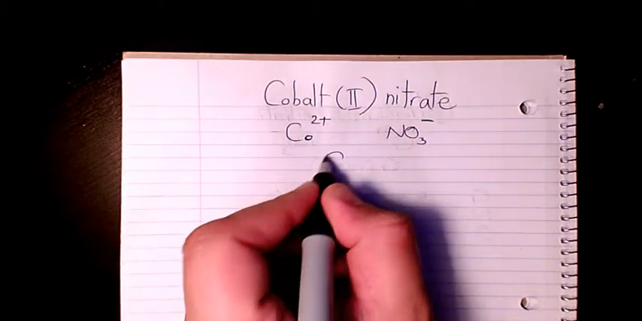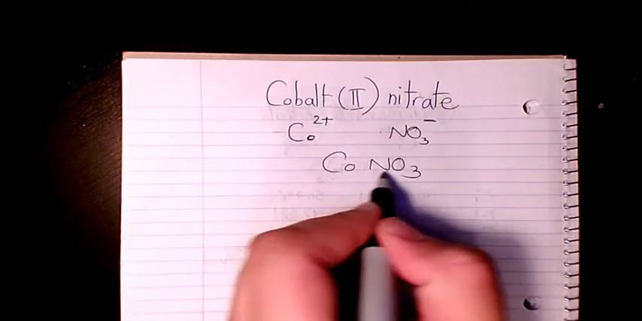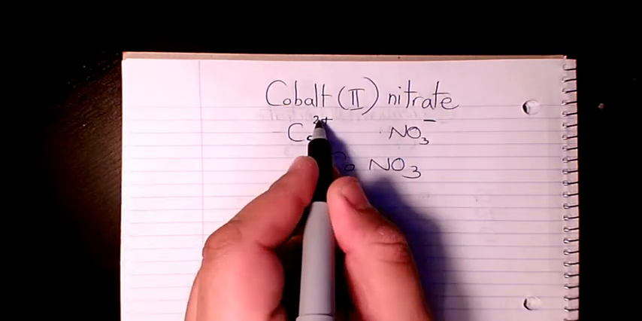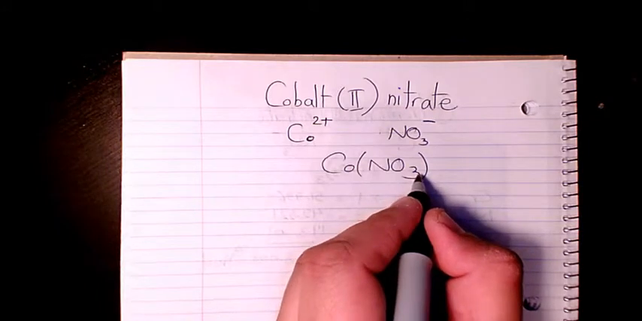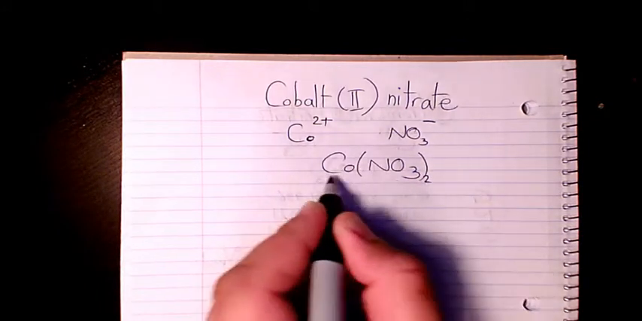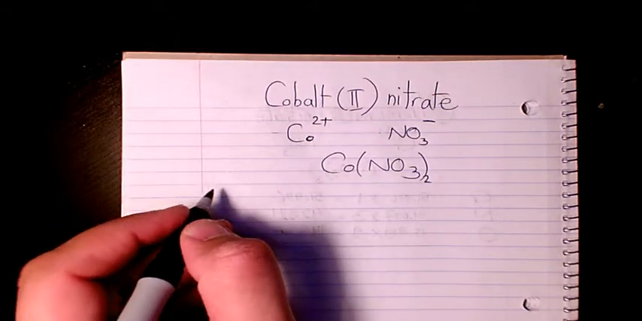So it's going to be CoNO3, and since this one is 1, we have 1 here, and since this one is 2, we can put it in brackets with a 2. So it's going to be Co(NO3)2. And now let's find out the molar mass.